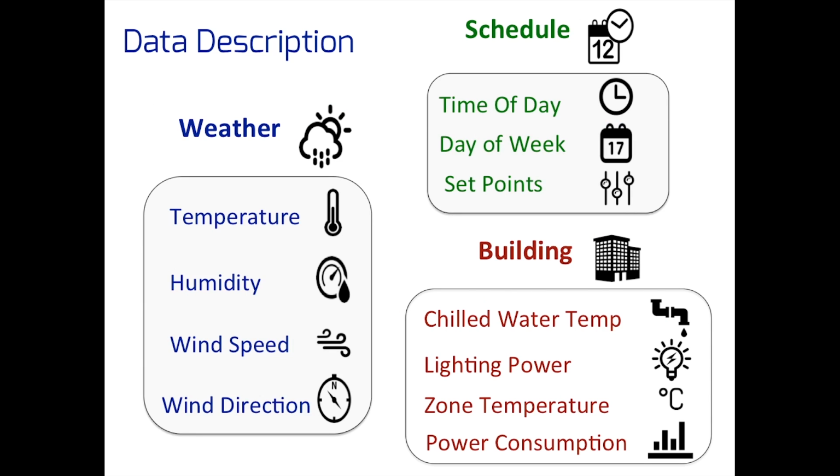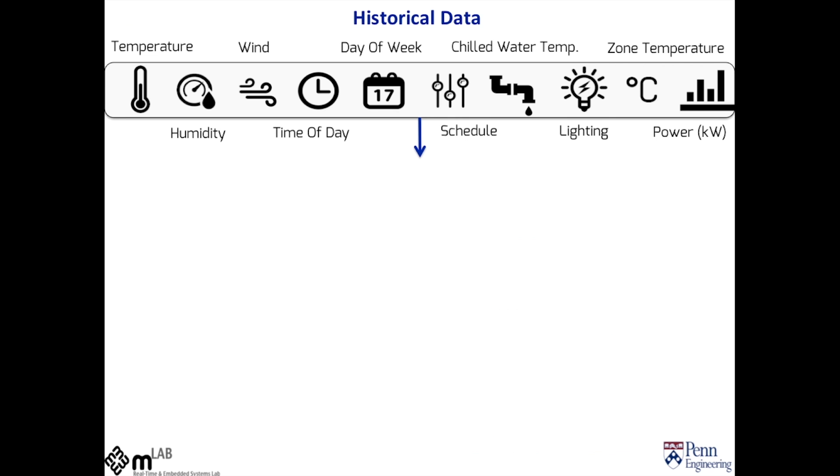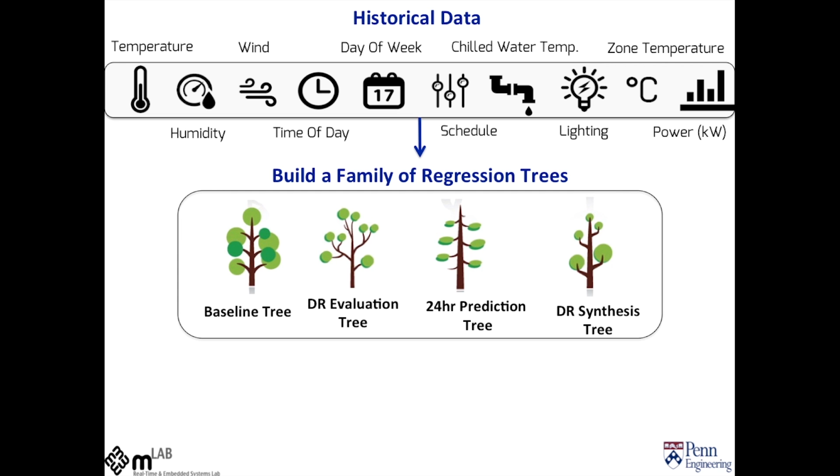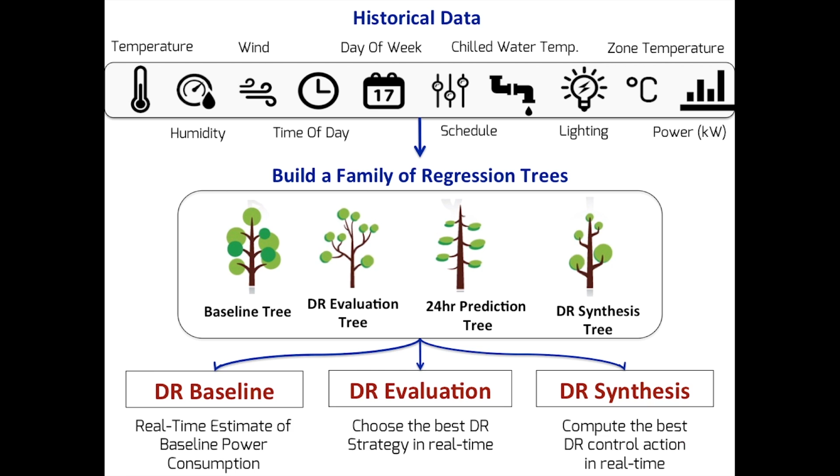So this is an example of the different kinds of data which is required for DR Advisor to work. What is of note here is that most of the data does not require additional retrofitting of sensors to the building because, as many of you know, you can virtually obtain weather data for any location from third-party websites. And underneath the hood in the toolbox, DR Advisor uses the historical data set and builds a family of highly interpretable regression tree-based models, with a different model suitable for a particular DR challenge.